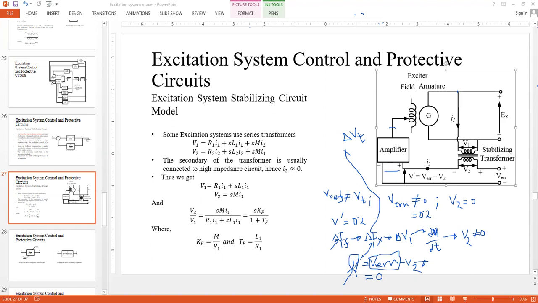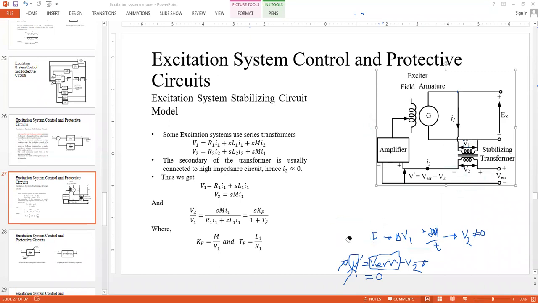Once it finds that V dash is equal to 0 and V error is equal to 0, there will be no more V1 and no more V2, and accordingly, no more V dash. So this is how it will work. This is the complete process. The stabilizing transformer will only operate during the dynamic period. During steady state operation, there is no need for this stabilizing transformer to be active.